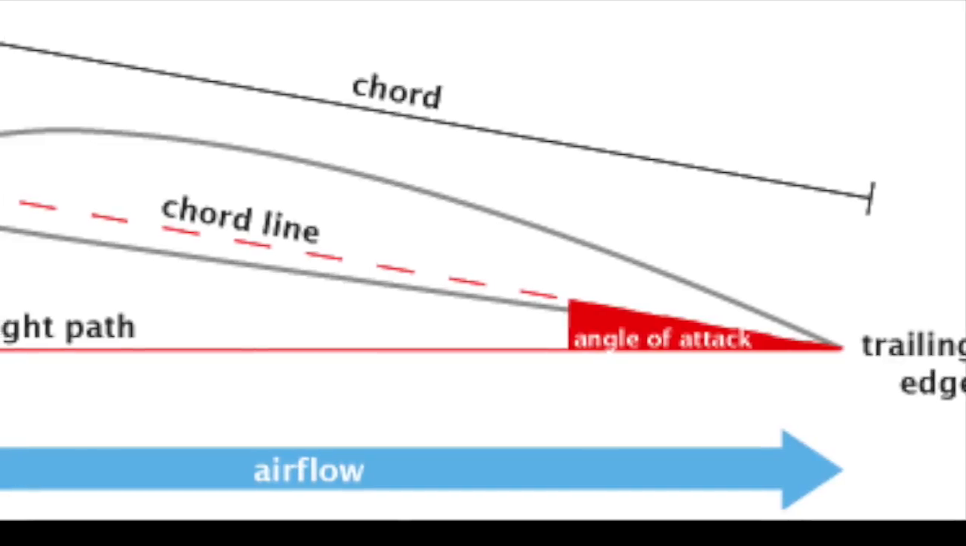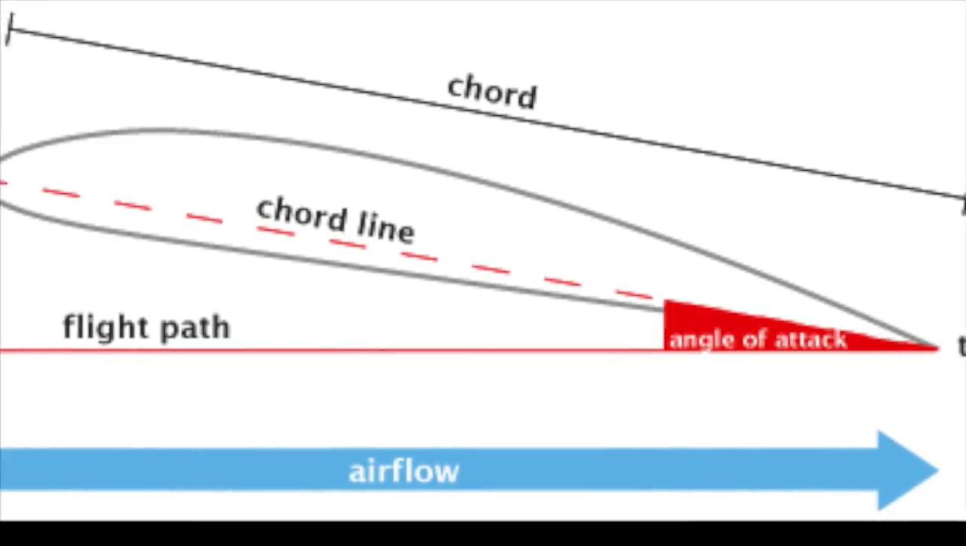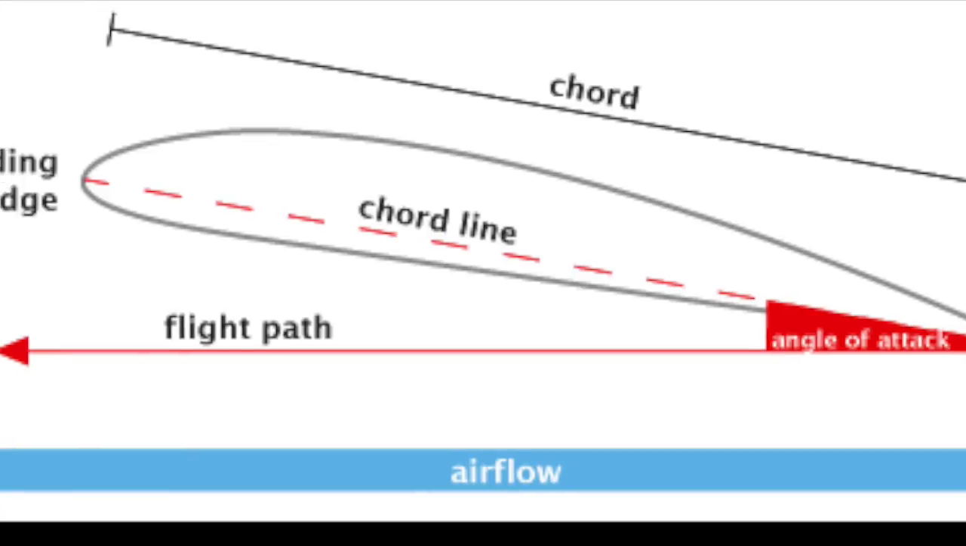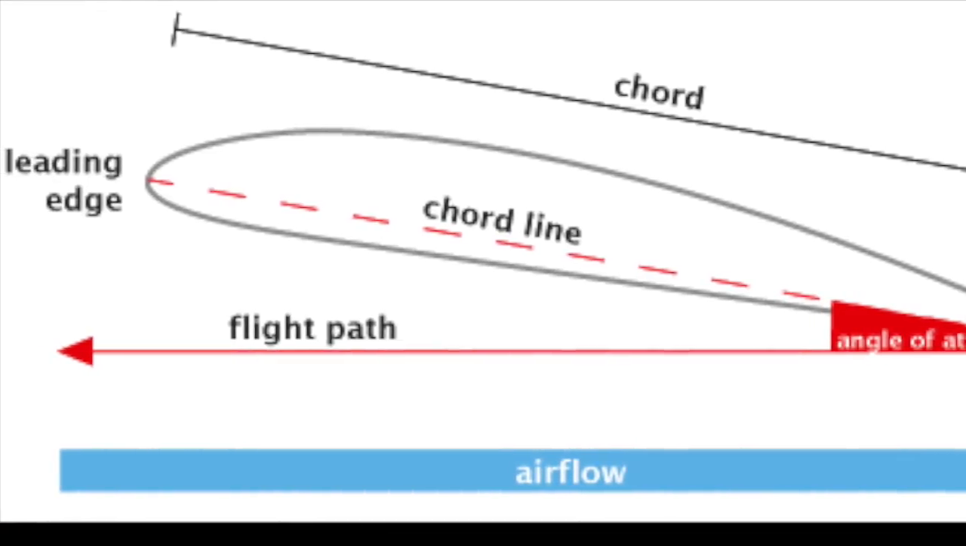Angle of attack is also important when discussing planes. The angle of attack is the angle that the wing makes against the airflow. So, if the angle of attack is 0 degrees, the wing is going straight into the airflow.